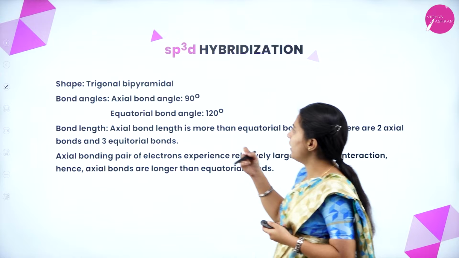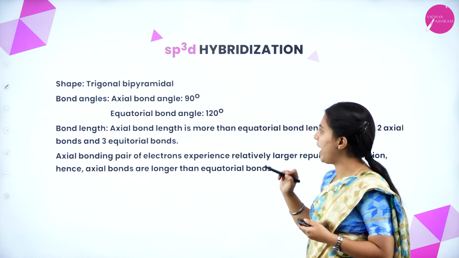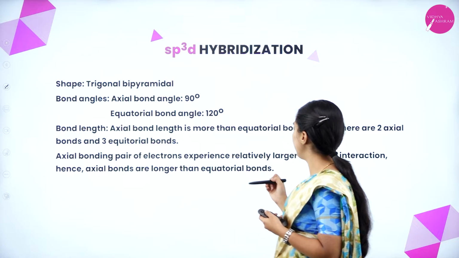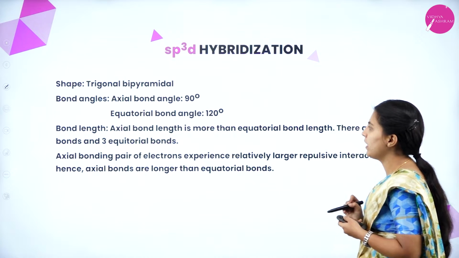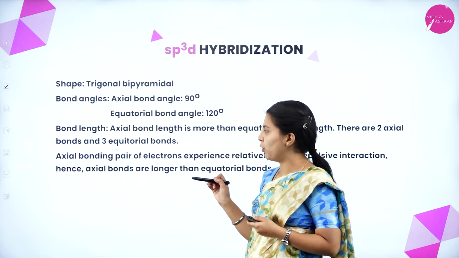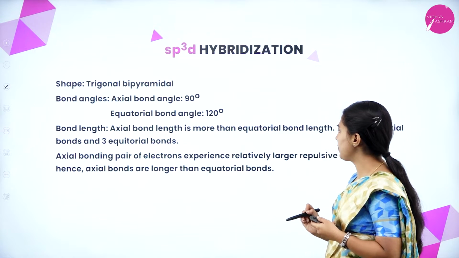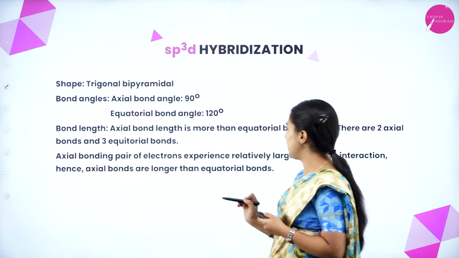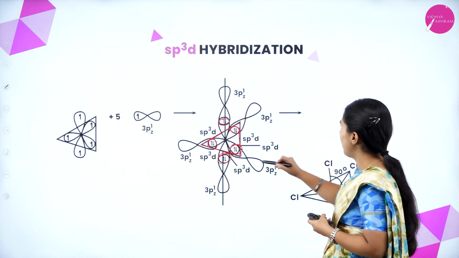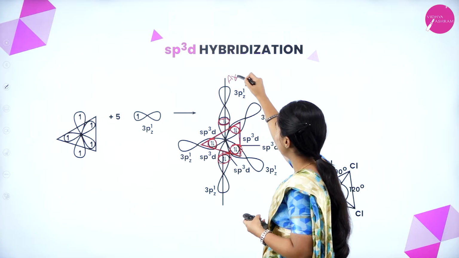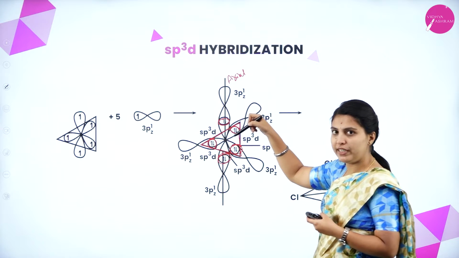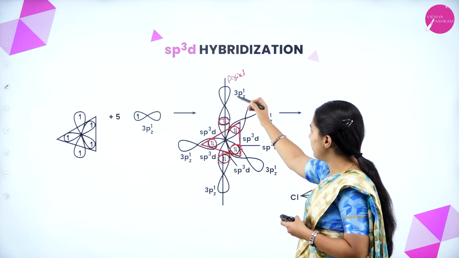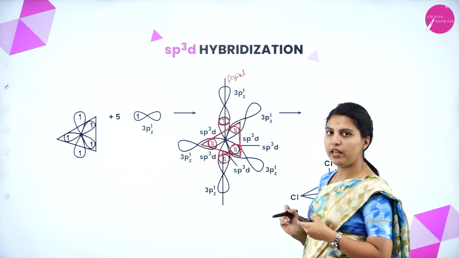Next one, here only, trigonal bipyramidal shape will form. Axial angle is 90 degrees, equatorial angle is 120 degrees. Axial bond length is more than equatorial bond length. There are 2 axial bonds and 3 equatorial bonds. The axial bond pair of electrons experiences relatively larger repulsive interaction. Hence, axial bonds are longer than the equatorial bonds. These are axial bonds. They have more repulsive interaction than these equatorial bonds. That's why the axial bond length is more than the equatorial bond length.